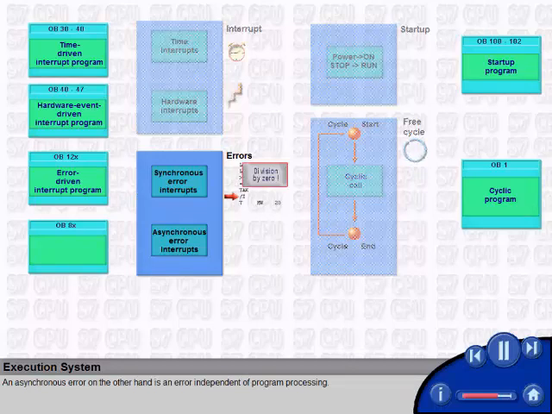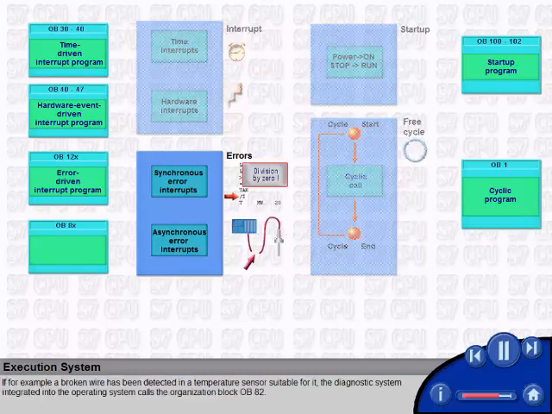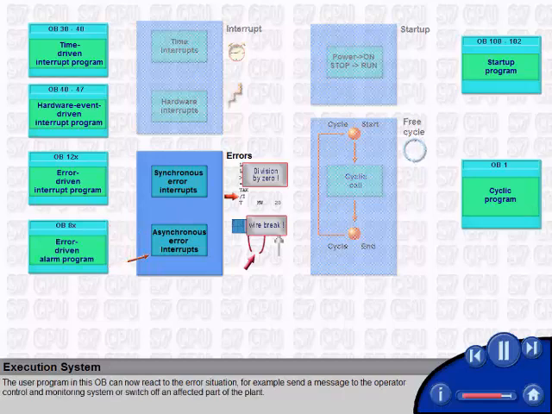An asynchronous error, on the other hand, is an error independent of program processing. If, for example, a broken wire has been detected in a temperature sensor suitable for it, the diagnostic system integrated into the operating system calls the organization block OB82. The user program in this OB can now react to the error situation. For example, send a message to the operator control and monitoring system, or switch off an affected part of the plant.